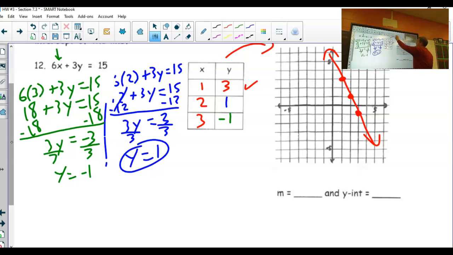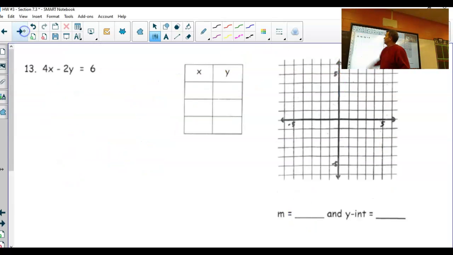So I might calculate the slope by making a slope triangle. My slope triangle has a rise of 2 and a run of 1. But the rise is not really 2, it's actually negative 2 because it's going down. So my slope is negative 2 over 1, or just better written, that would be negative 2. And of course, the y-intercept is where the line crosses the y-axis. It crosses the y-axis at 5, so the y-intercept is 5.